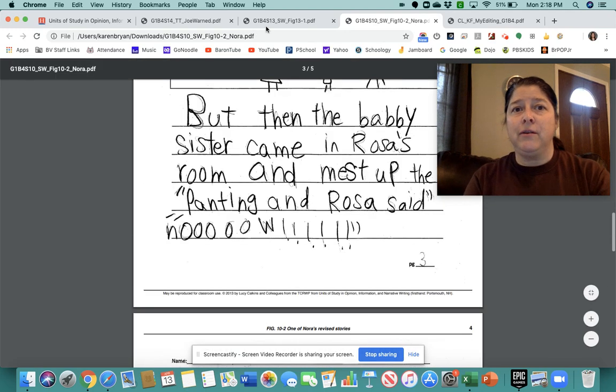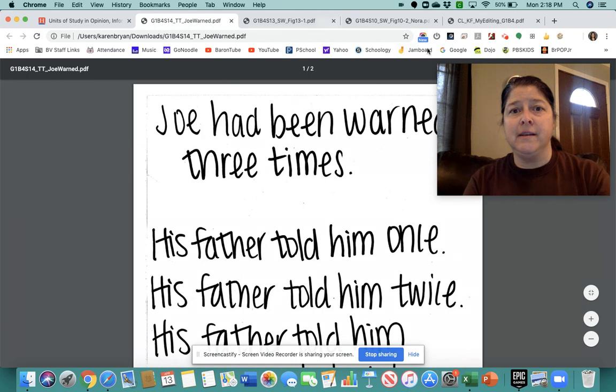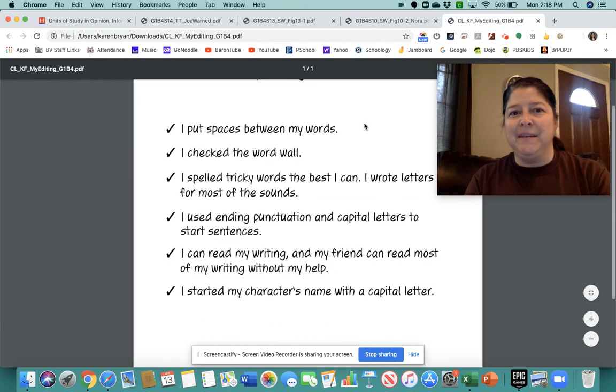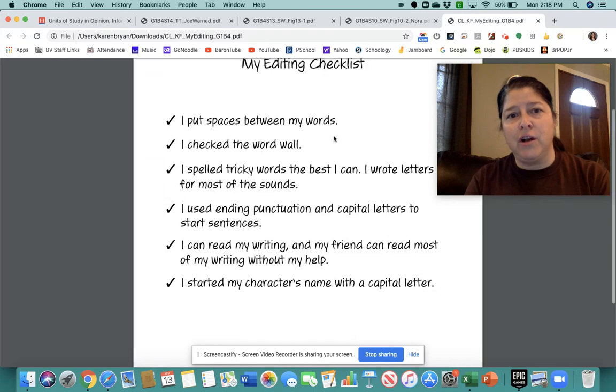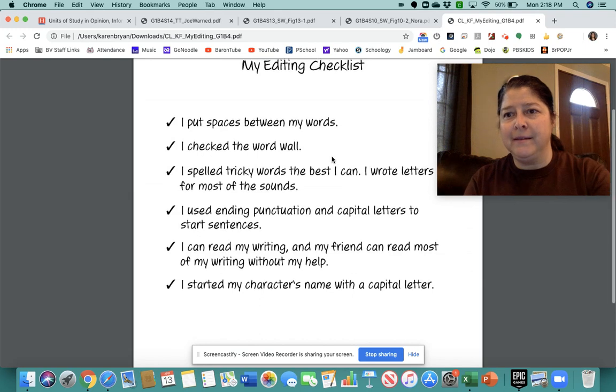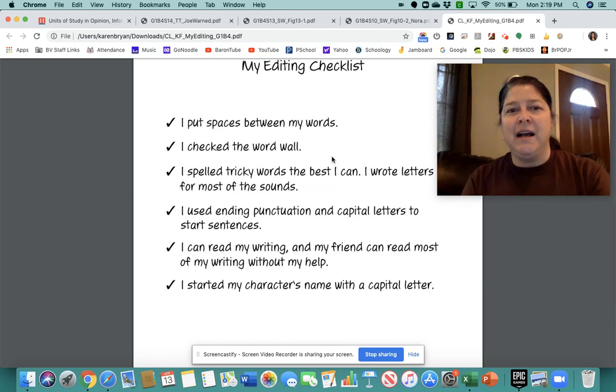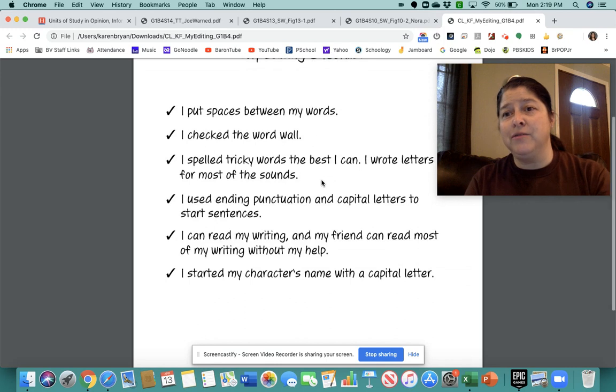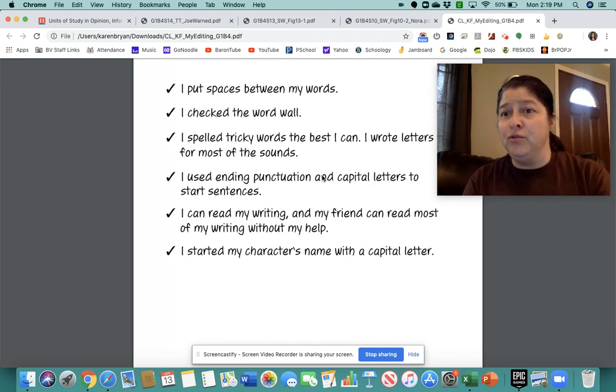So friends, going back to that editing checklist: putting spaces between your words, checking a word wall, spelling those tricky words the best you can, listening for those sounds, tapping them out, using end punctuation and capital letters, and making sure that you can read your writing, and maybe have mom or dad check it too. And make sure, since we're writing about characters, that those character names, the people in your story, the animals, the pets that you have in your story, have a capital letter at the beginning of those.